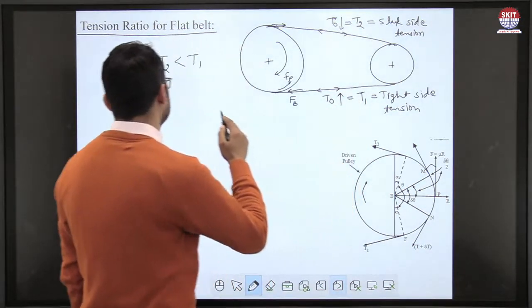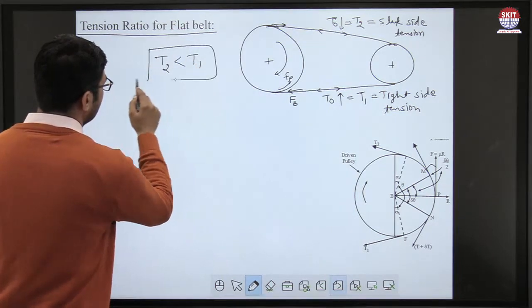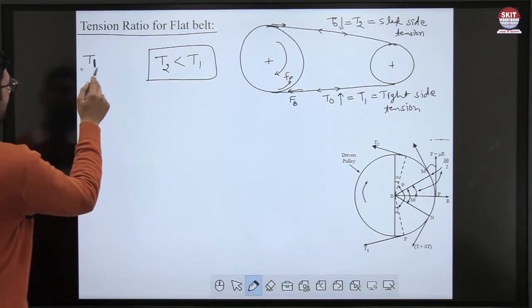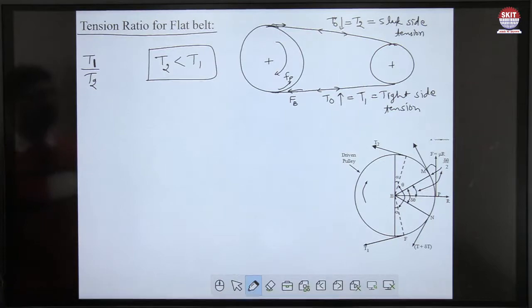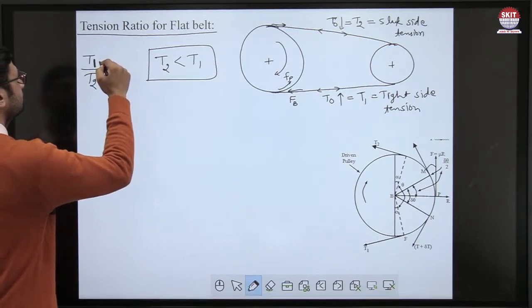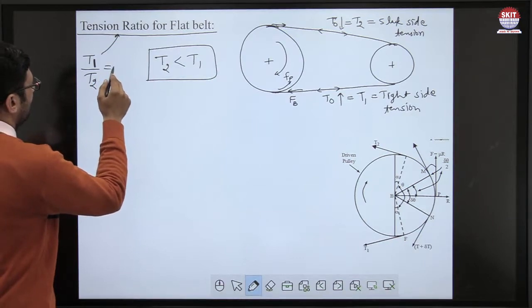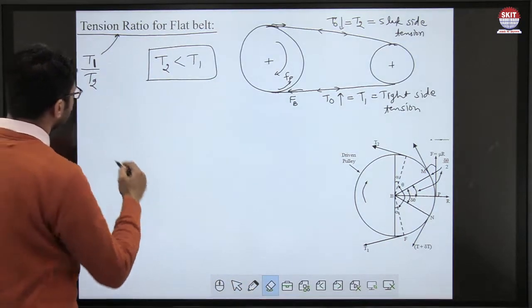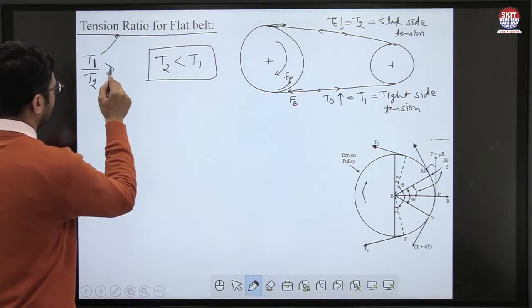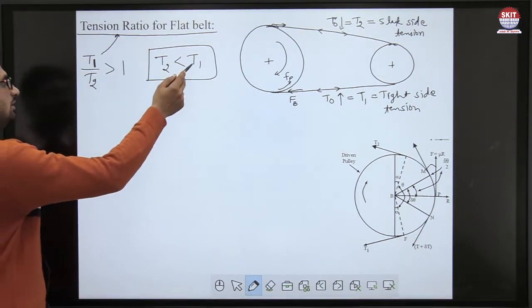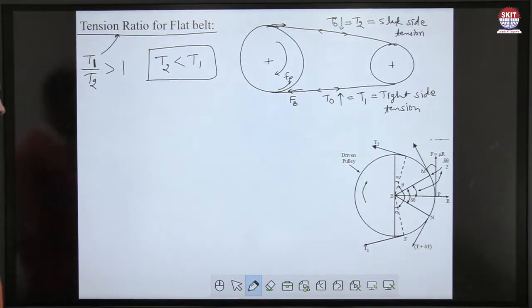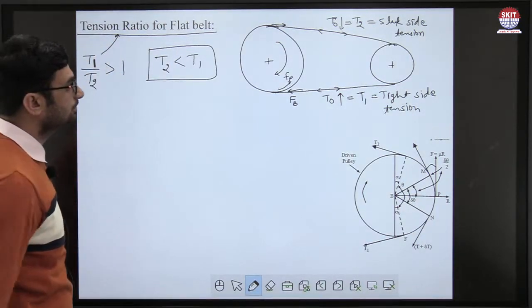So here it clearly shows there is a difference. Then if we find the value of T1 upon T2, which is the ratio of tension, it is known as the tension ratio, and the value of this tension ratio is always greater than 1, because T1 is always greater than T2. So the value of the tension ratio is always greater than 1. So this is the tension ratio.